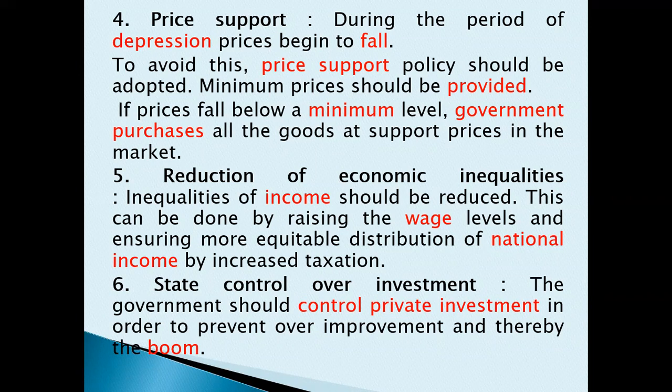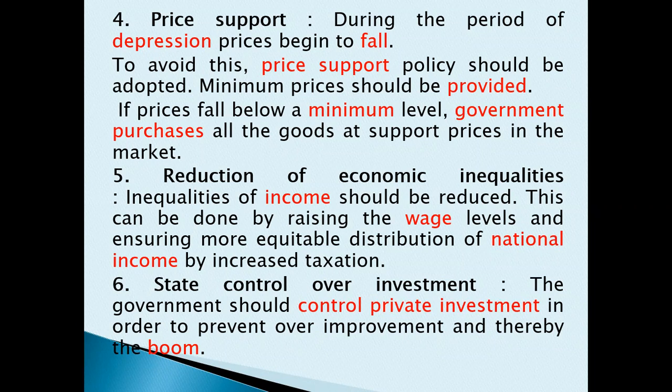In case of milk, minimum price 60 rupees, 50 rupees, this should be supported or fixed. So this will control the depression period. If the prices fall below the minimum level, the government purchases all the goods at support prices in the market. You can take the example of gas, milk, or any kind of basic products.